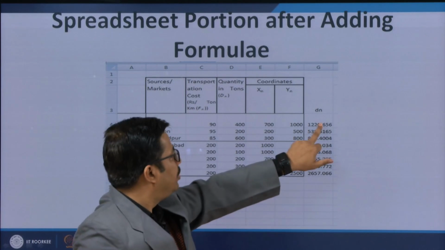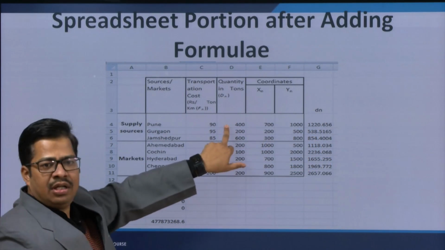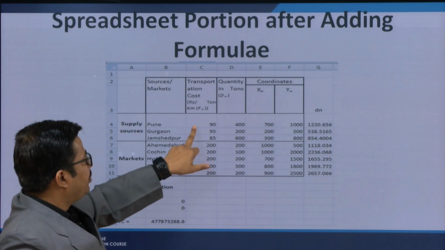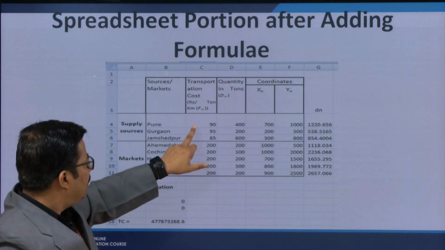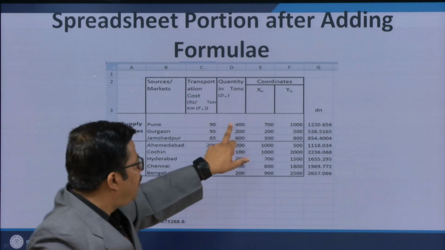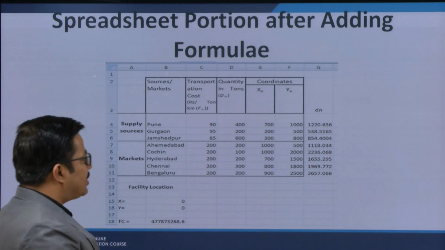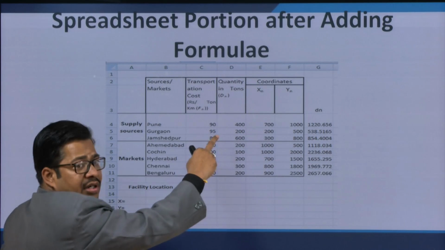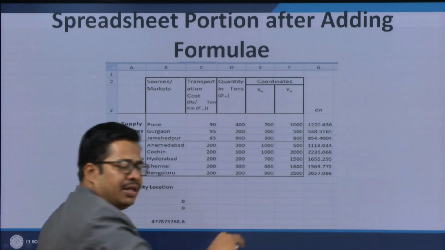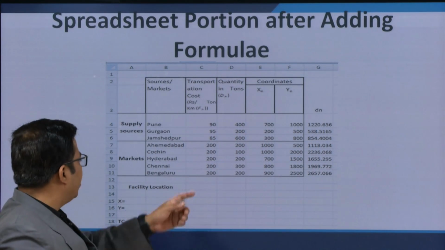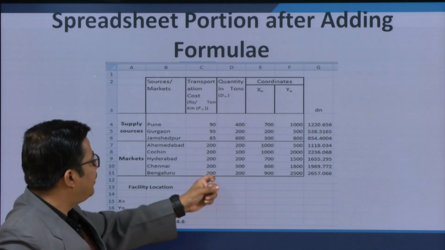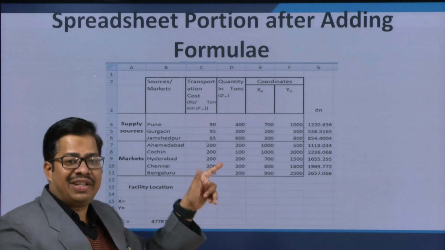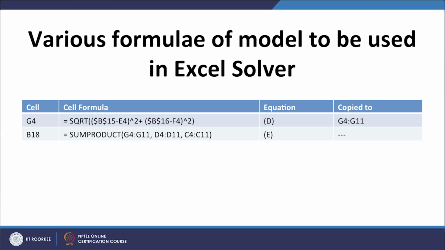G4 this value, D4 is the total supply available, and C4 is the transportation cost. So C4, D4, G4, this is one product. Similarly, C5, D5 and G5, this is another product, and so on. You will have up to C11, D11 and G11. The sum product of all these is written like this.